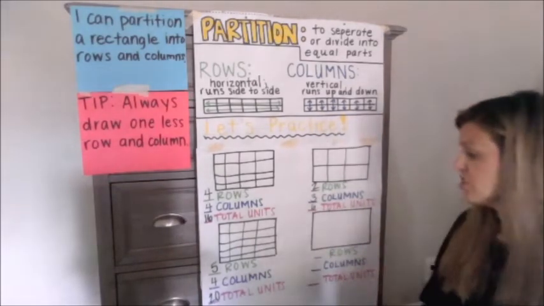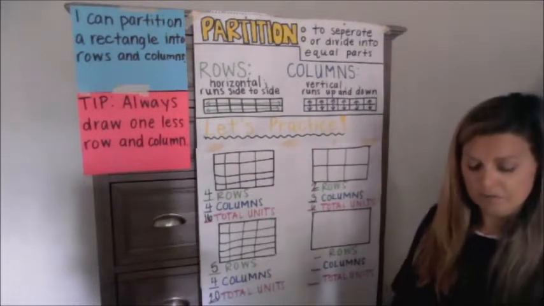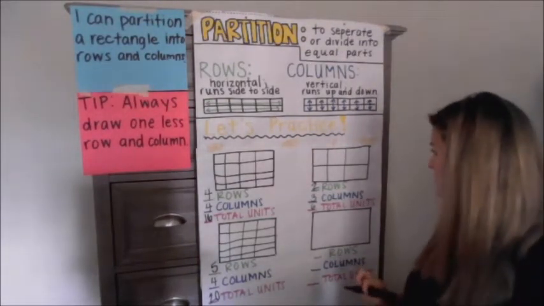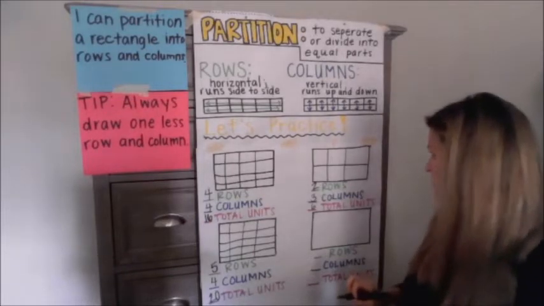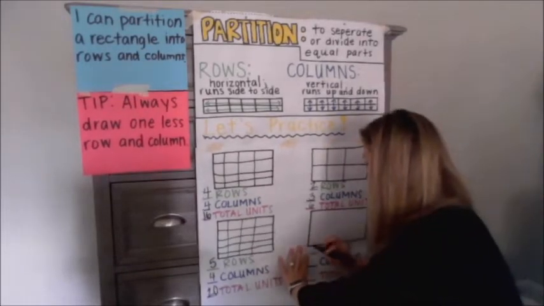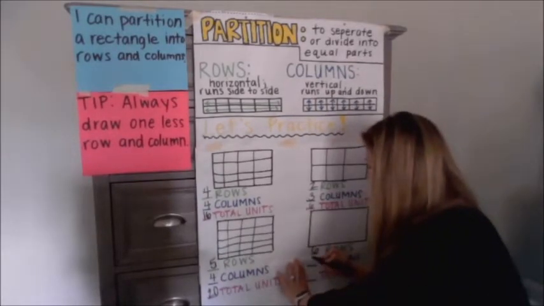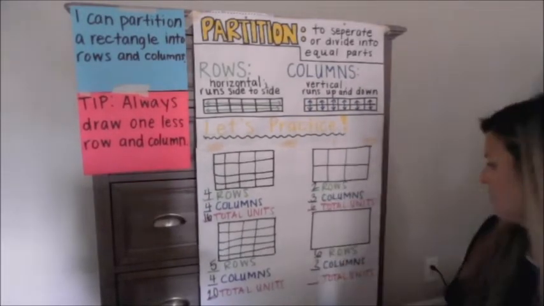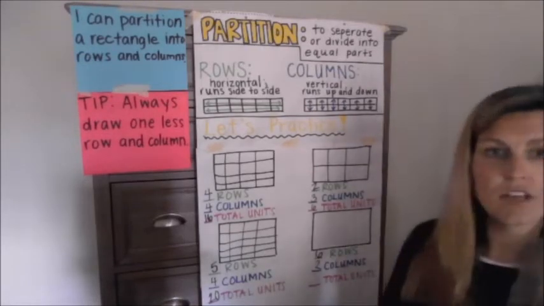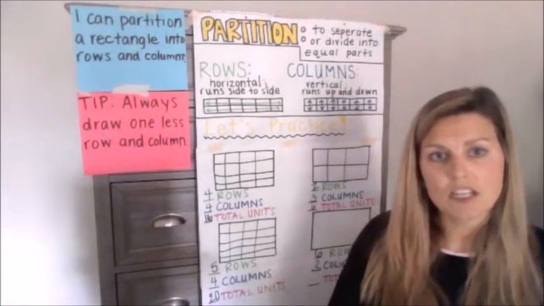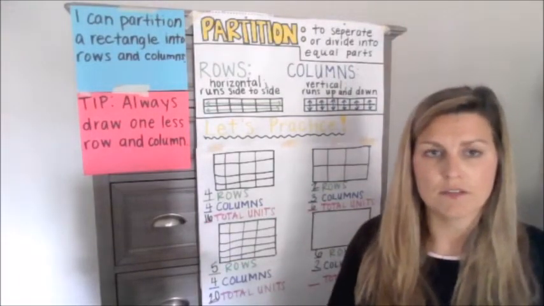All right, now let's do our last one together. Let's do 6 rows and 2 columns. So go ahead and pause your video and do 6 rows and 2 columns.